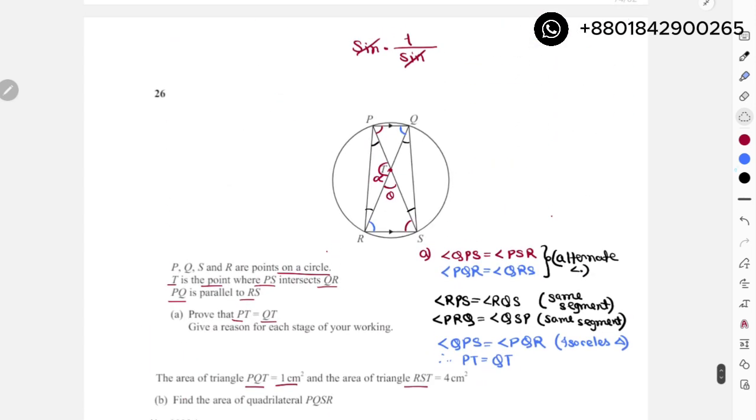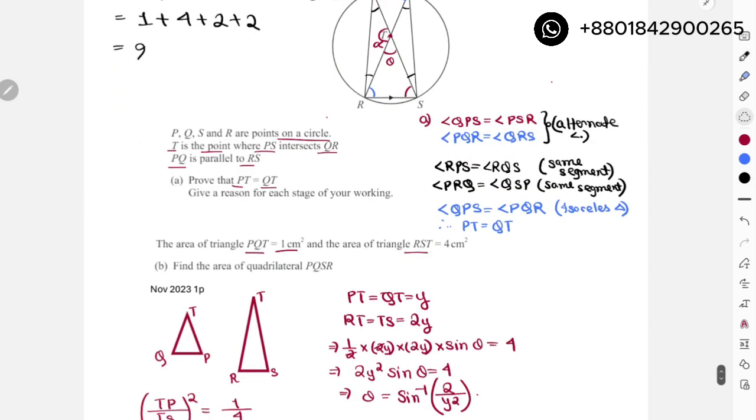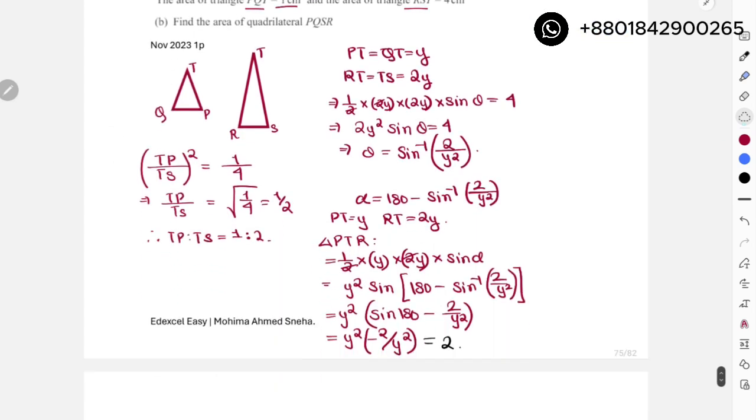We have the area for this. There are four triangles actually: PQT plus RTS, or RST, plus PTR and plus QTS. From there, this is 1, this is 4, this is 2, and this is 2. So addition of all these things is going to give you 9. So the final value over here is just 9. It won't have any unit because I do not have the unit for the different lengths and everything. So that's why this is going to be your final answer.